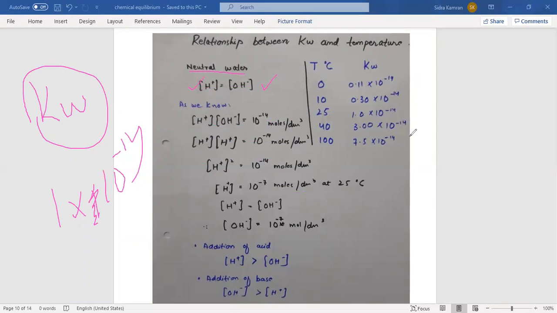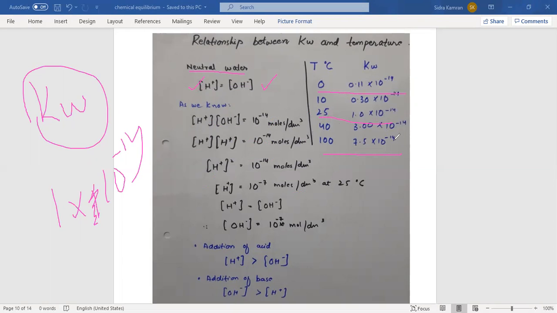If you change the temperature, here you can see at 0 degrees Celsius, Kw has a value of 0.11 × 10^-14. At 10 degrees Celsius, it is 0.30 × 10^-14. At 25 degrees Celsius, it is 1 × 10^-14. At 40 degrees Celsius, it is 3 × 10^-14. And at 100 degrees Celsius, it is 7.5 × 10^-14.